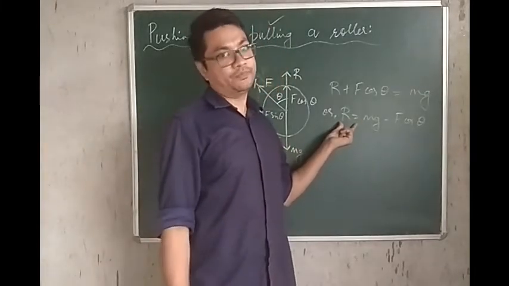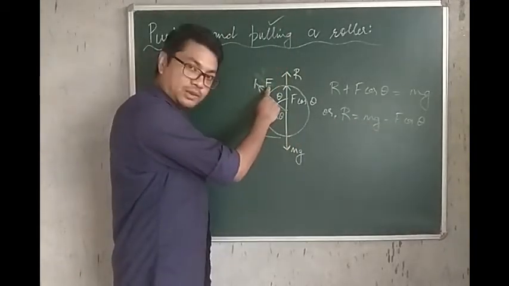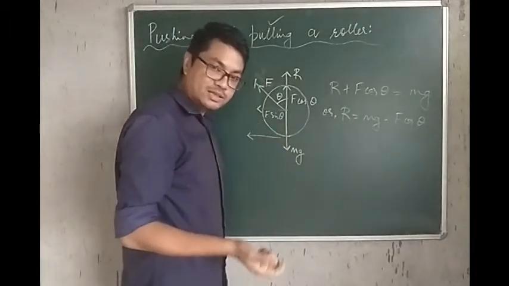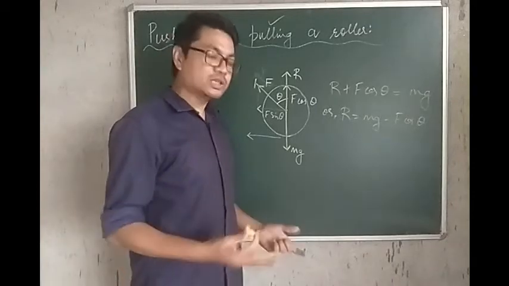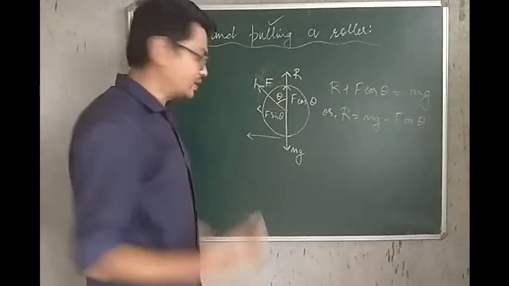Whatever is the value of the normal reaction, that is the value of the weight of the body, mind you. So here we see, once we apply a force of pull F in this direction, the normal reaction decreases, therefore the weight of the body decreases. Let us also give a look at the case of pushing a roller. Let us see what happens.